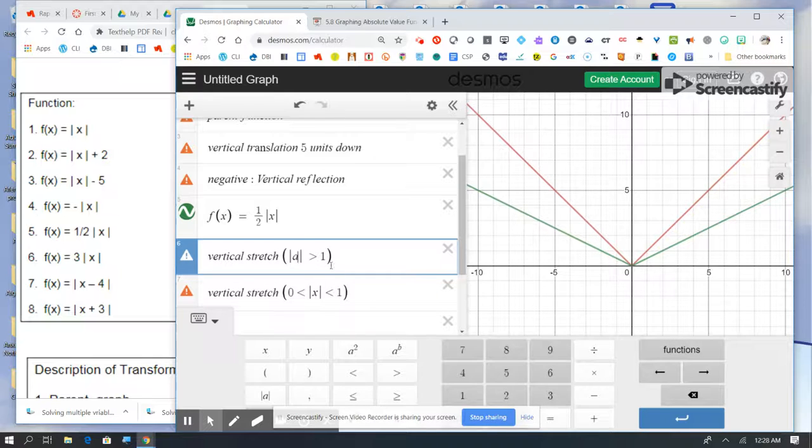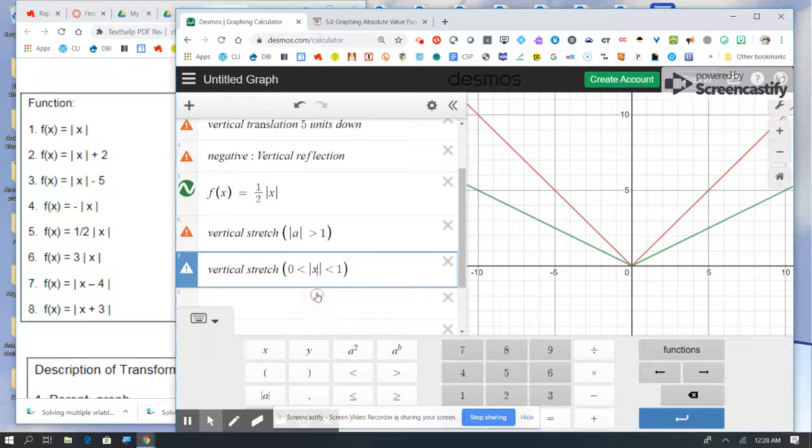If the a value is greater than 1, we call it a vertical stretch. But if it is between 0 and 1, it's not the x value, but the a value, that is between 0 and 1, and we call it a vertical shrink. For this situation, half, see how it looks wider, right? But actually it shrinks.